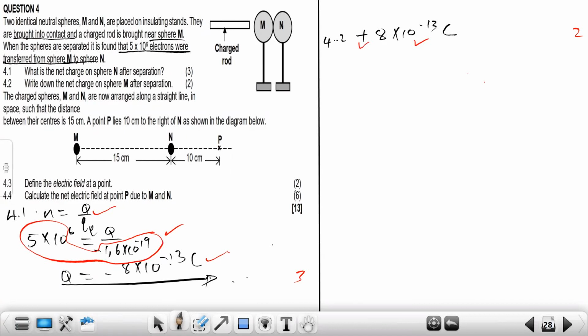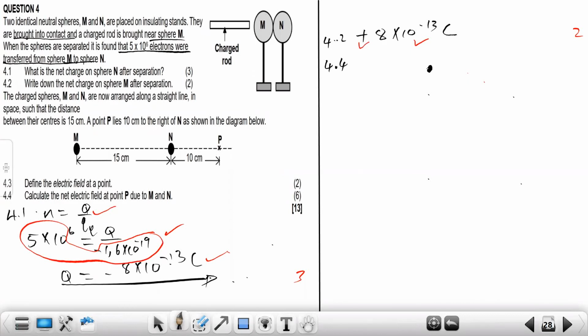Then 4.4, that is where I want us to go. At 4.4, the question clearly says, now calculate the net electric field at point P due to M and N. So we need to draw a free body diagram. If you don't draw a free body diagram, you are going to end up with lots and lots of mistakes. So I'm going to have my P here.